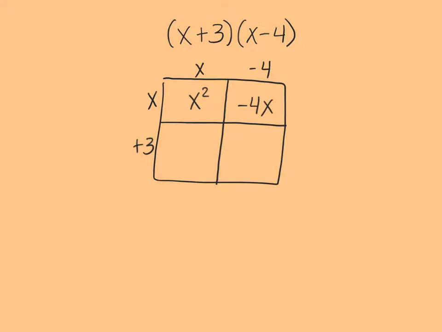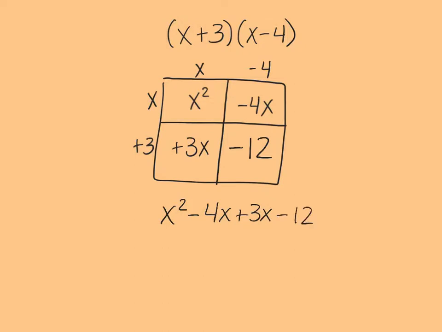Here we have positive 3 times x. So again, here I would use the 3 positive x's. I have 3 positive x's there, or I can just put a positive 3x. And then lastly, we have positive 3 times negative 4. I know that positive 3 times negative 4 is negative 12, since positive times negative is negative. Then we take each one of these and we write it out all as one complete polynomial. So x squared, a positive x squared, minus 4x, plus 3x, minus 12.